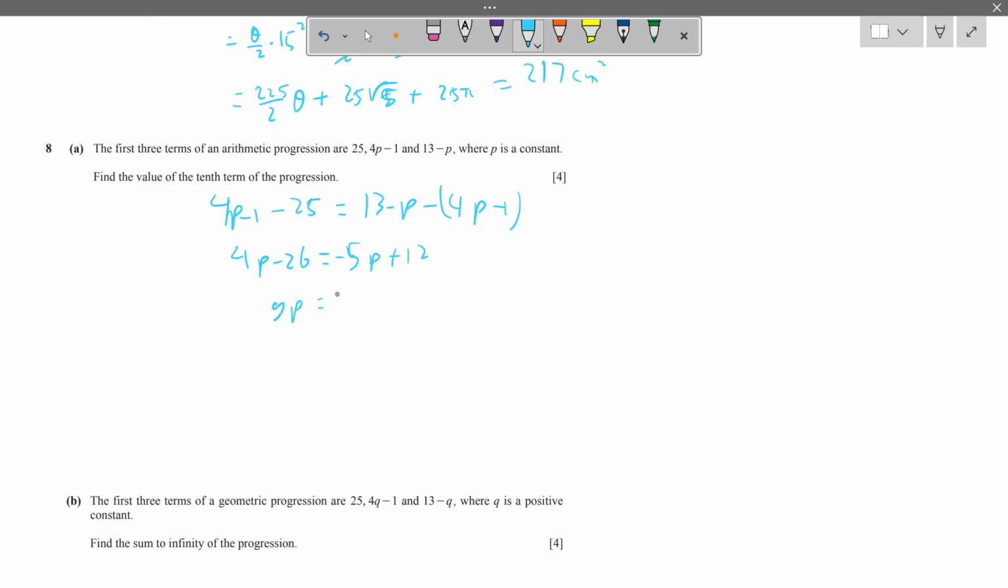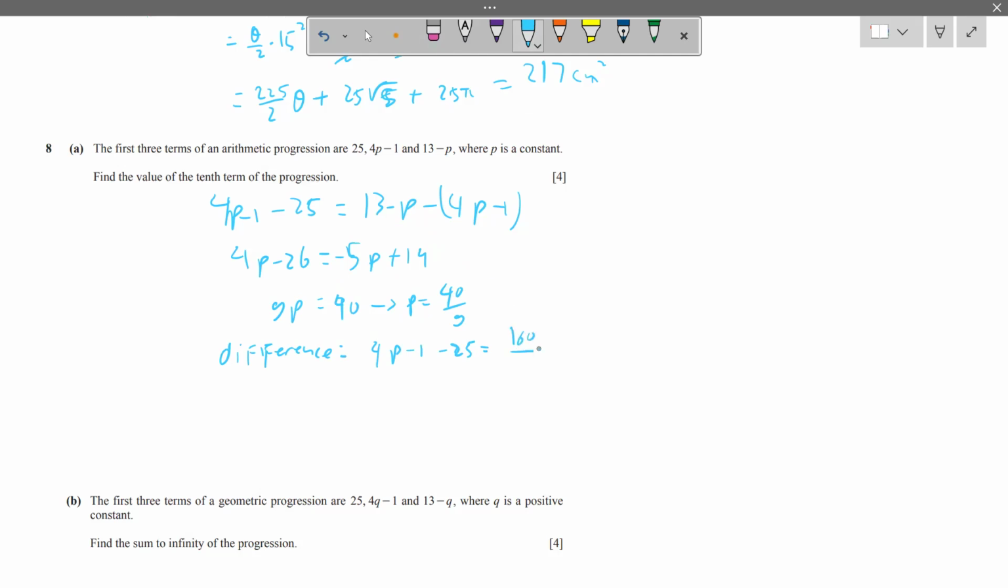9p equals 38. Oh, wait, no. This is 14. Sorry. This is 40. P is equal to 40 over 9. Now, remember that this is just p. The difference is 4p minus 1 minus 25. We substitute p into this one.